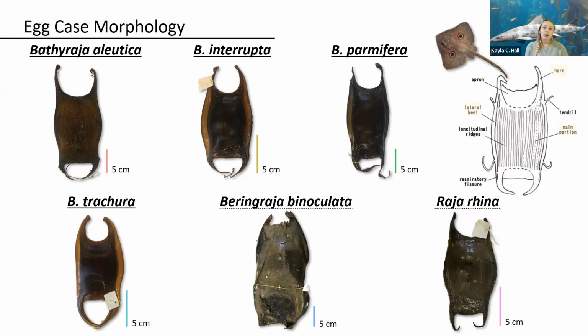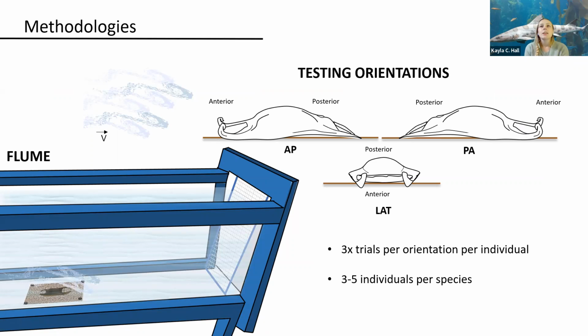We're specifically interested in the role that macrostructures play in aiding these egg cases to achieve such long residency, and further how the shape of each egg case affects the drag that it experiences in changing currents. To better understand the hydrodynamic capabilities of each egg case, we tested every individual 3 times and in each of these orientations to flow in the flume: anterior to posterior, posterior to anterior, and lateral.